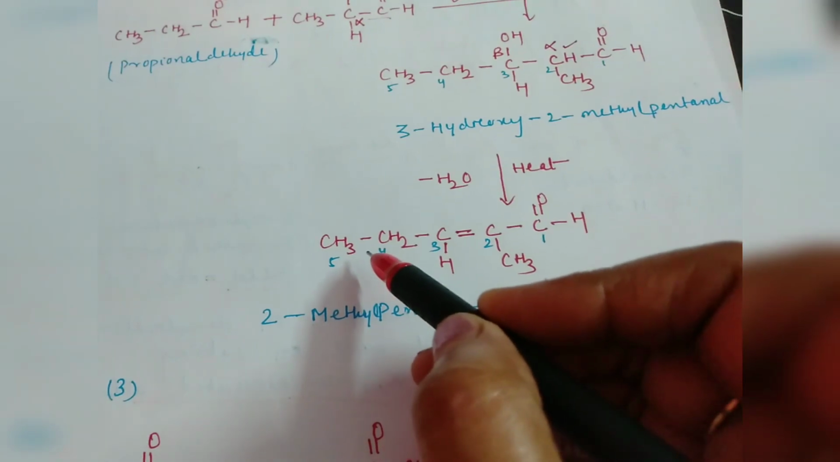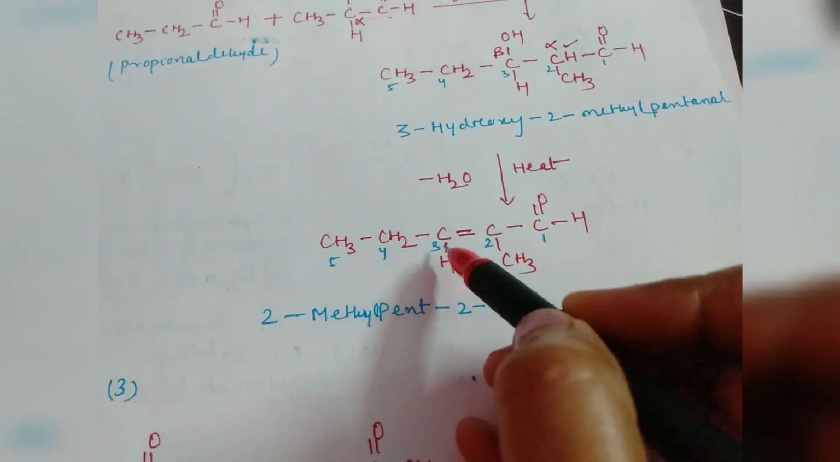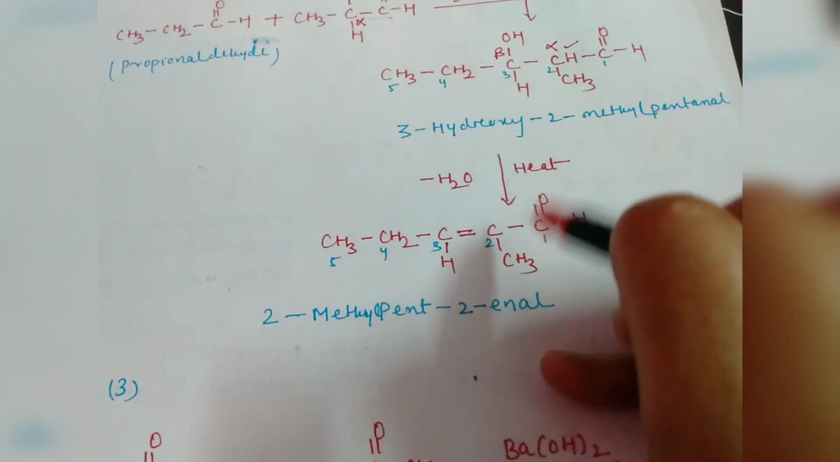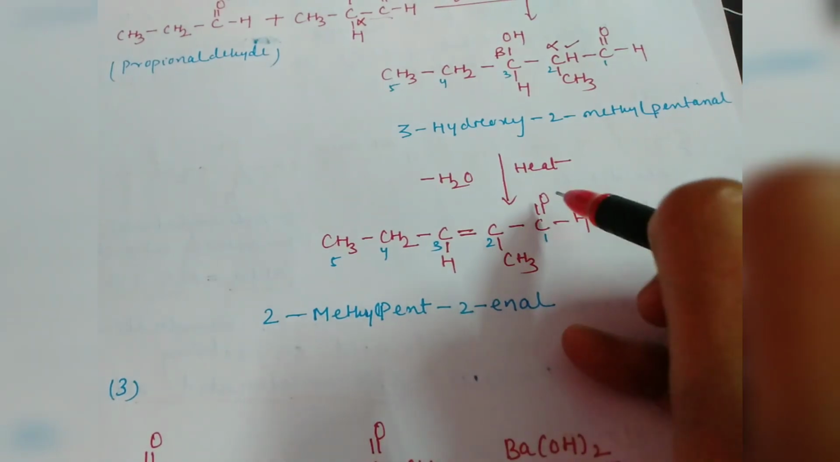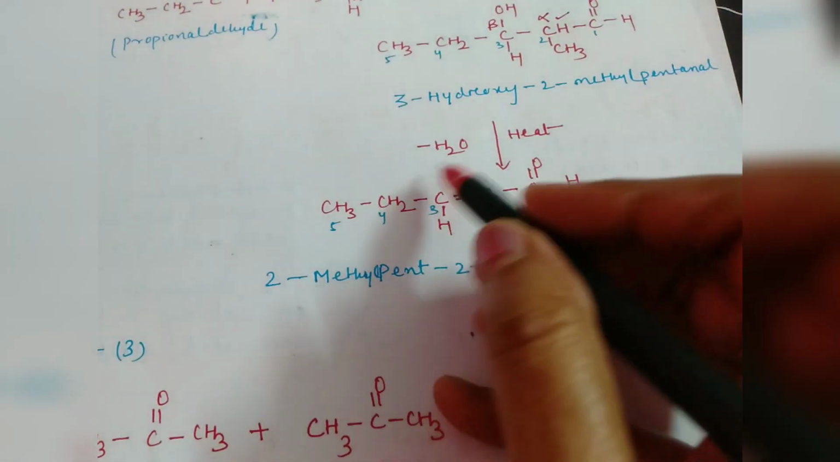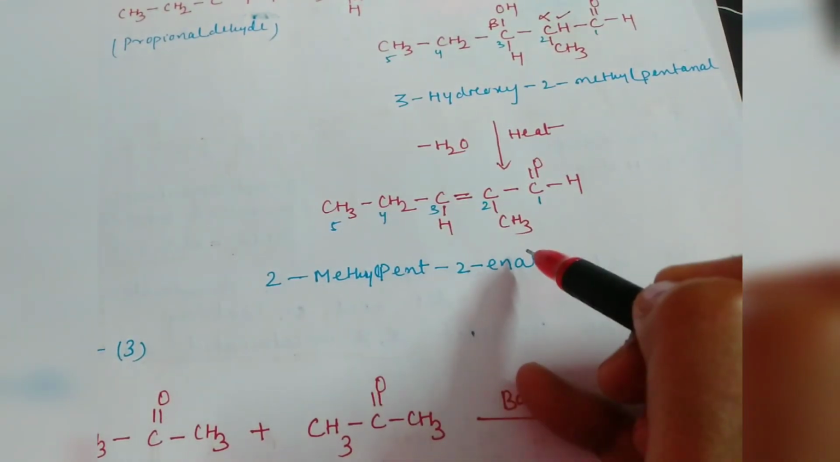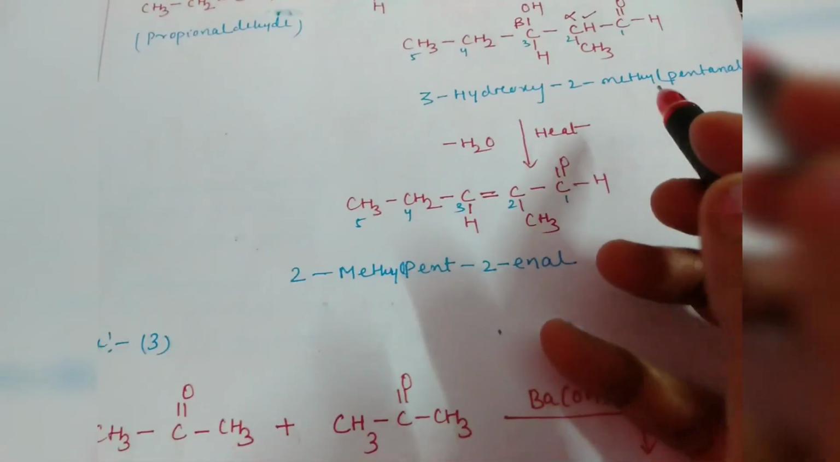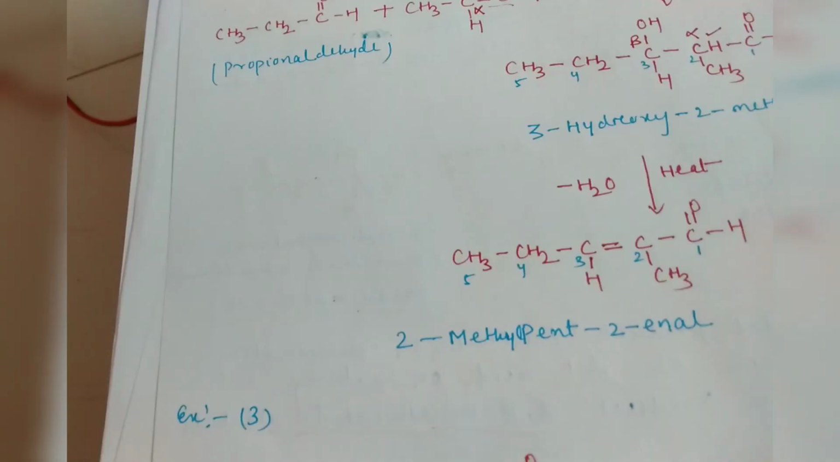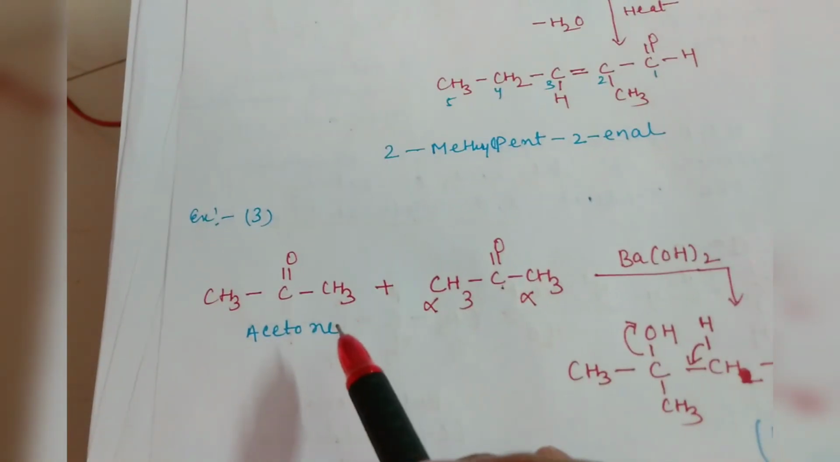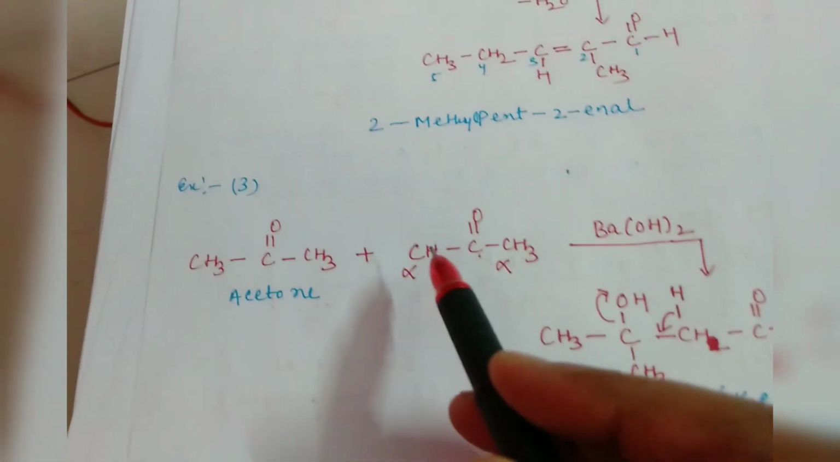So the compound is like this, CH3 CH2 CH double bond C CH3 C double bond O H. This is your alpha beta unsaturated aldehyde. These are the IUPAC names you will do. Similarly, see here another example, when you take two acetone molecules.